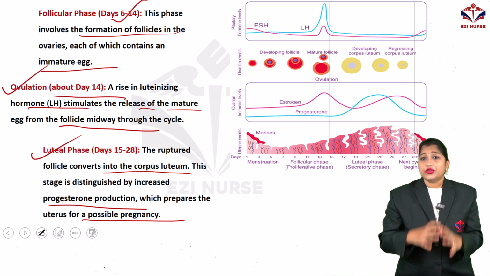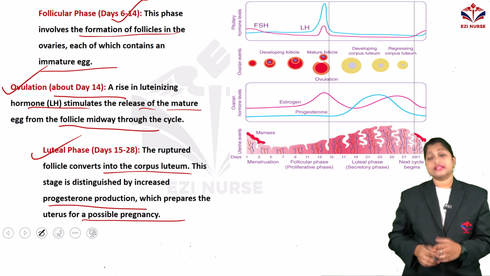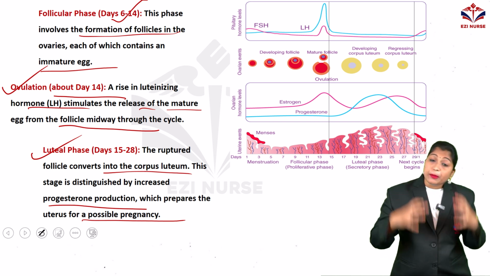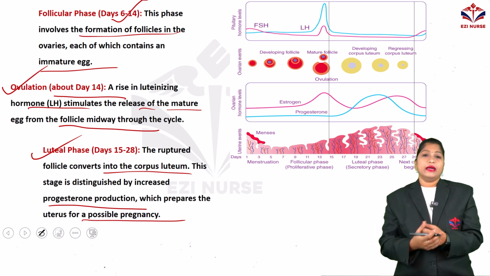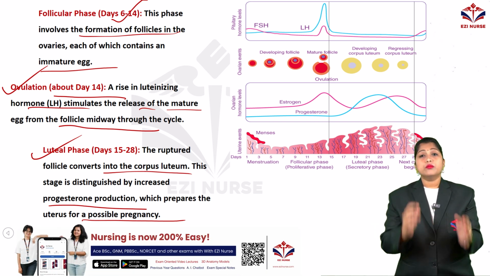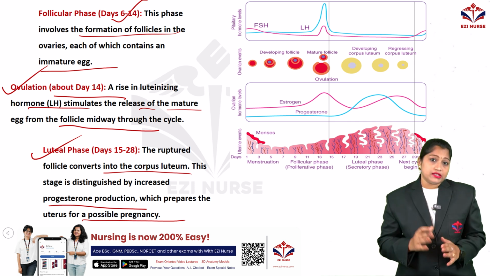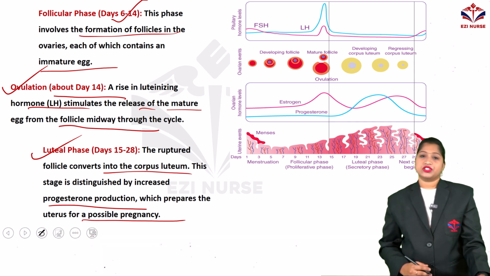And in this whole luteal phase, the uterus is preparing itself for the upcoming pregnancy. So these are the most important phases or stages of the menstrual cycle.